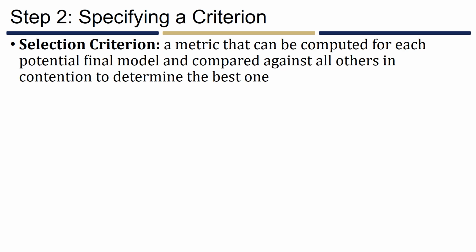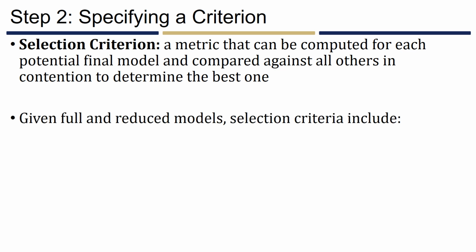Step 2 in the model selection process is deciding upon your selection criterion. The selection criterion is a metric that we're able to compute for every single potential final model, and we compare these values against all other models that are in contention in order to determine what the best one actually is.